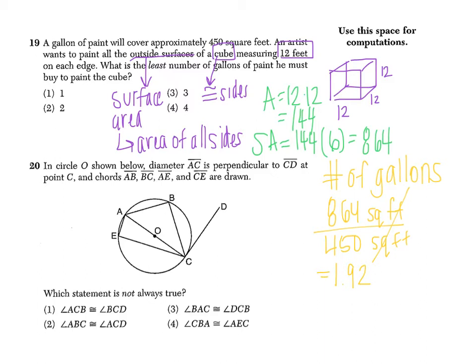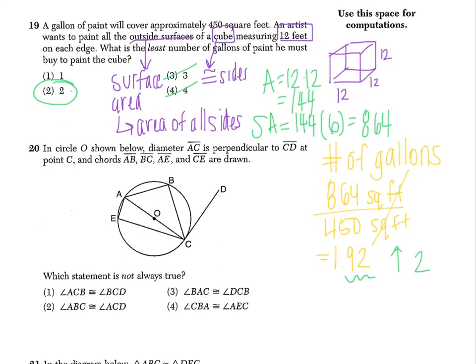So here I can eliminate choice 3 and 4 because those are too high. But now I'm stuck deciding between, is 1 gallon of paint enough, or do I need to buy 2? And because we have a partial gallon, 0.92 of a gallon, I have to round up to 2. Because 1 gallon is not nearly enough to cover it all, and 2 gallons would allow me to cover the entire surface. So 2 is my choice.